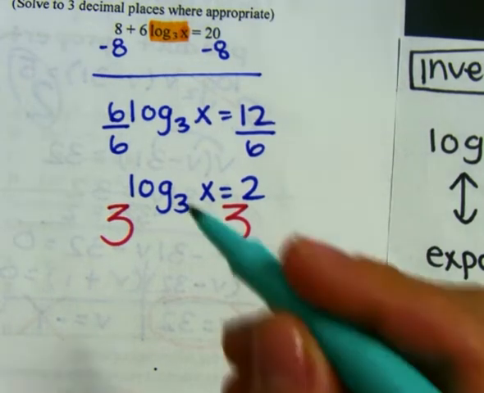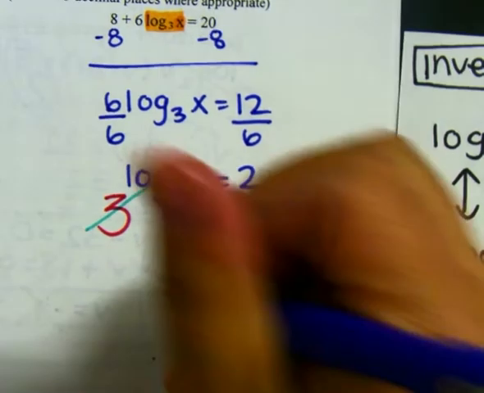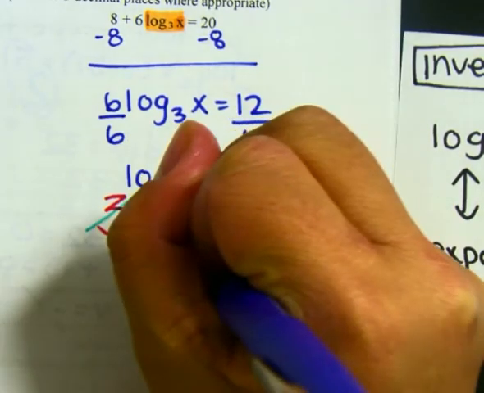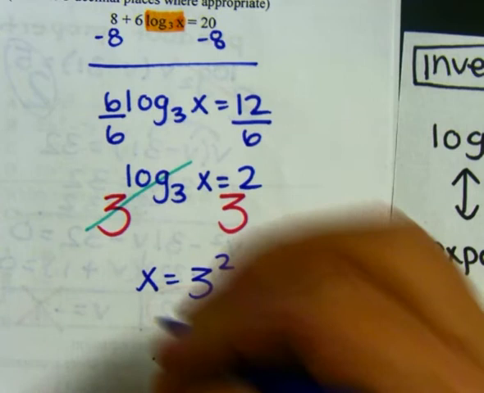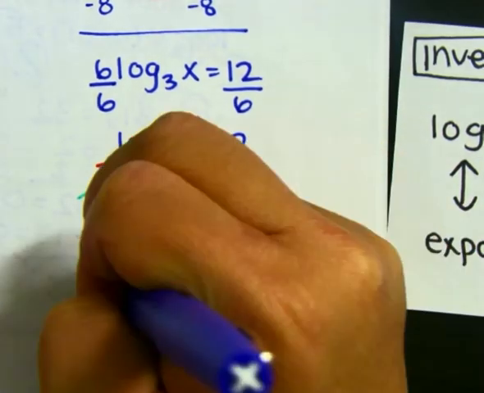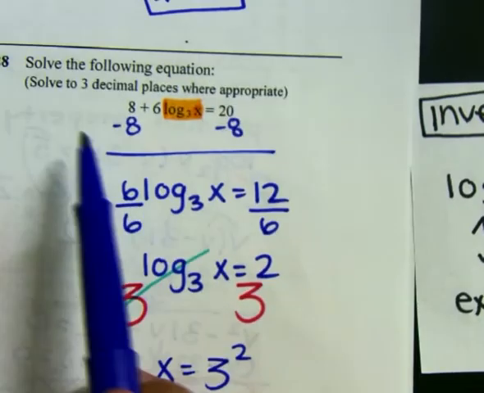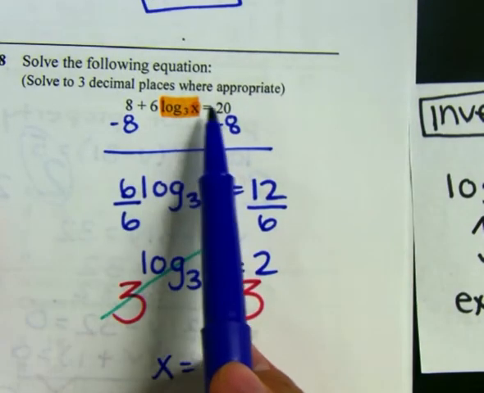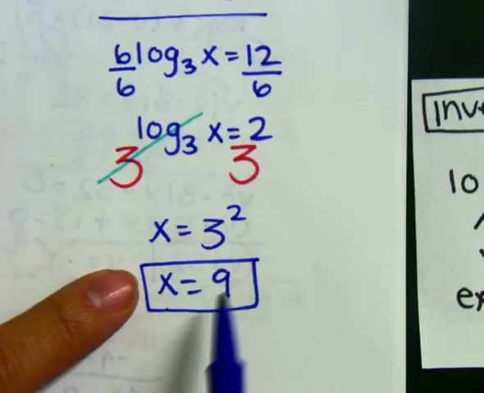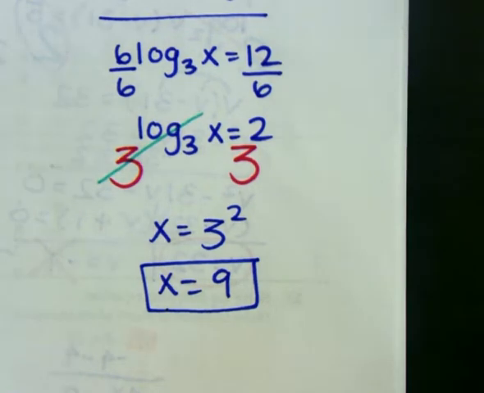That way, thanks to inverses, they cancel. So x is equal to 3 to the second power, and 3 to the second power is 3 times 3, so that gives you 9. And it does say solve to 3 decimal places where appropriate. So obviously this is not appropriate to give it in 3 decimal places. Okay.